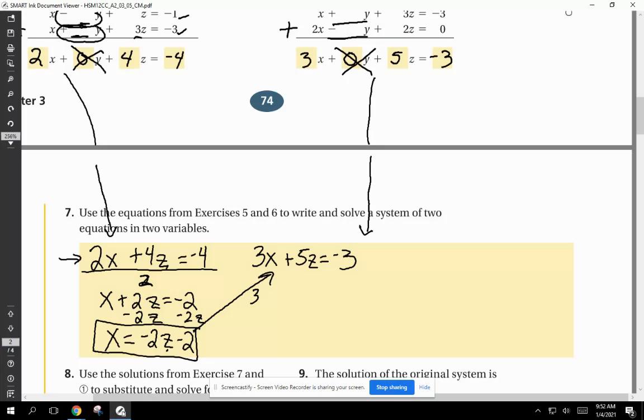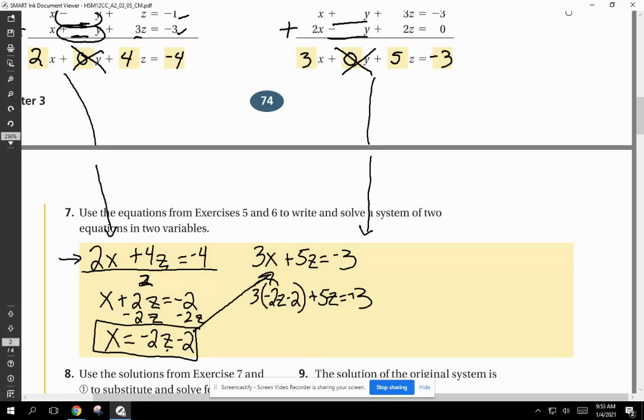So we have 3 times negative 2z minus 2, bring down the 5z, equals negative 3. And if you're confused by now, that is very natural. That's okay. This is a lot of work and a lot of solving just to get one variable, and then we got to solve for the other two variables. This is why it's a half a page to a full page of work many times.